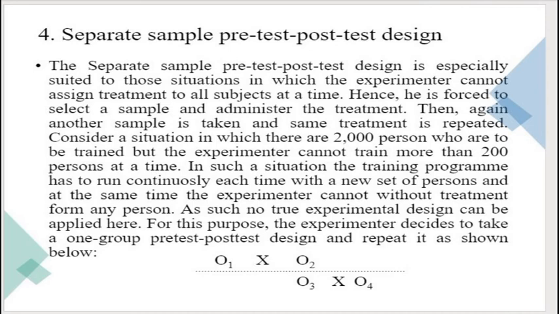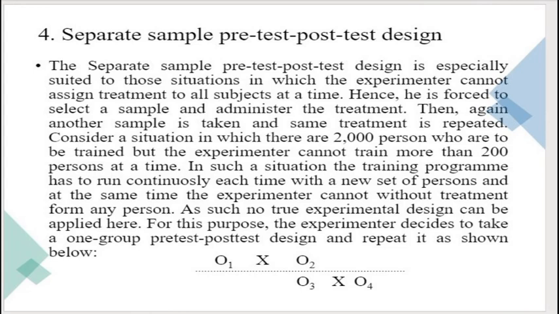If the one group pretest-posttest design is used without repetition, one may say that a variable like history is not controlled, because the subjects may be influenced by several other events occurring simultaneously with the treatment that might have produced observation 2. But when that design is repeated, thus constituting a separate sample pretest-posttest design, the variable like history is controlled, because it is less likely that the same event would occur simultaneously with X on both administrations. If observation 2 exceeds observation 1, and observation 4 exceeds observation 3, we have direct evidence for concluding this.